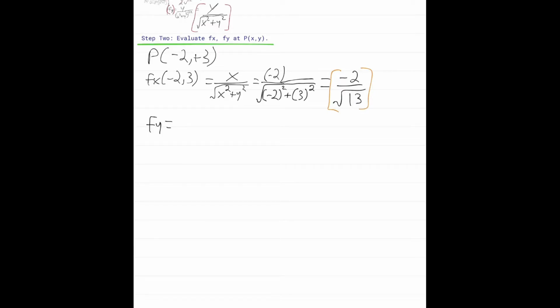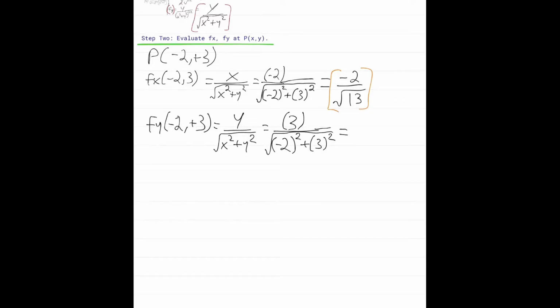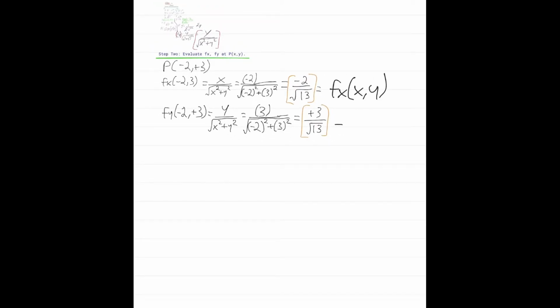So now partial y, as we can see right there, partial y evaluated at -2, 3 is equal to y divided by x squared plus y squared inside the root. So in doing so, when we plug in x and y, we get 3 divided by -2 squared plus 3 squared inside a square root. Then when plugging in these numbers, we get 3 over the square root of 13. So that's how we find partial x and partial y at a point P. All we're literally doing is just plugging in numbers. And this is equal to partial x evaluated at x, y, and 3 over root 13 is equal to partial y evaluated at x, y.